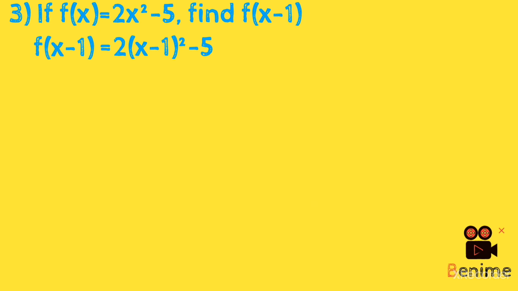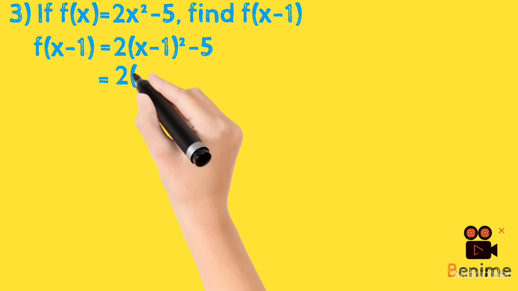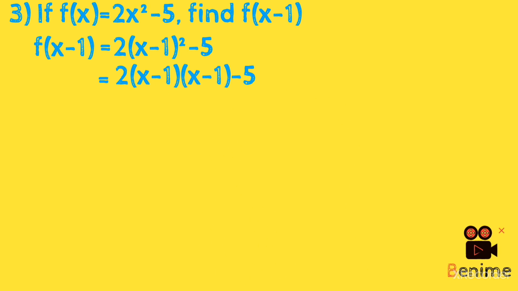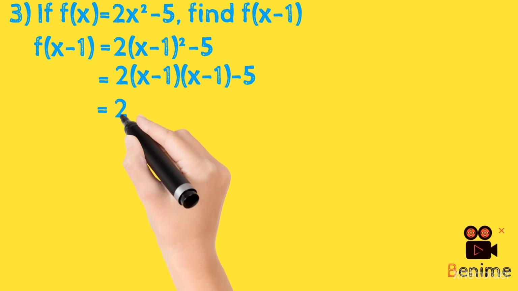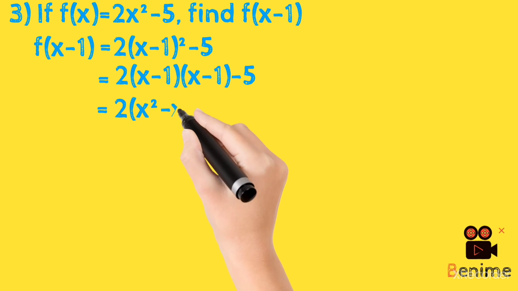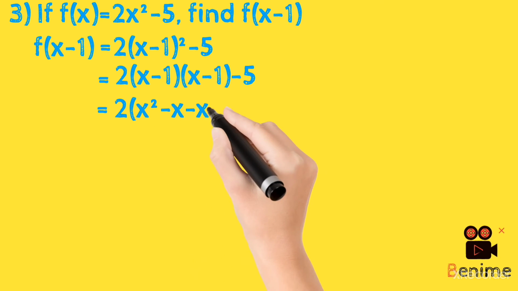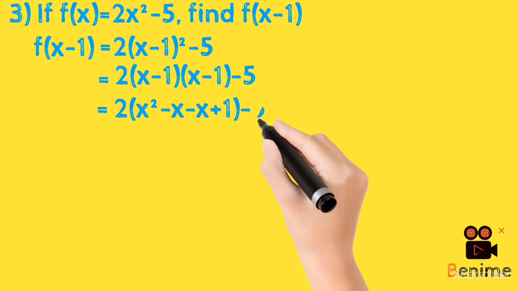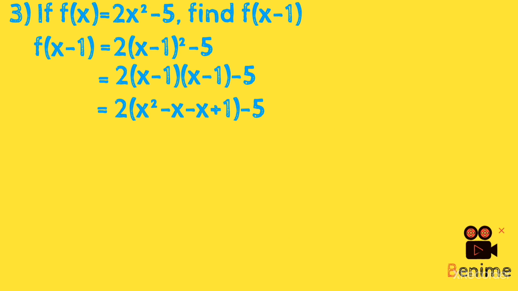Now this (x minus 1) in bracket squared, you can duplicate it. That is the meaning of the square. So it becomes 2 open bracket x minus 1 close bracket, open another bracket x minus 1 close bracket. I just repeated the bracket twice, then of course minus 5. Now you expand these two brackets. Your 2 is outside. Open bracket, x times x gives x squared. x times minus 1 gives you minus x. Minus 1 times x gives you minus x. And minus 1 times minus 1 gives you 1. Close bracket, minus 5 is still outside.